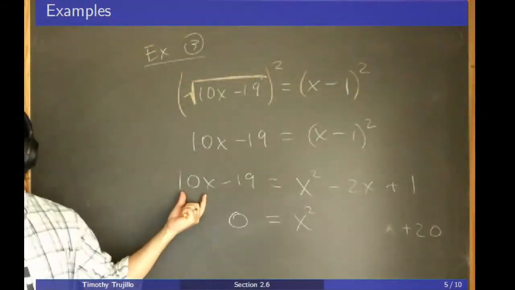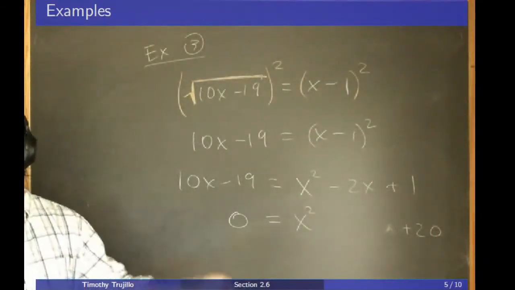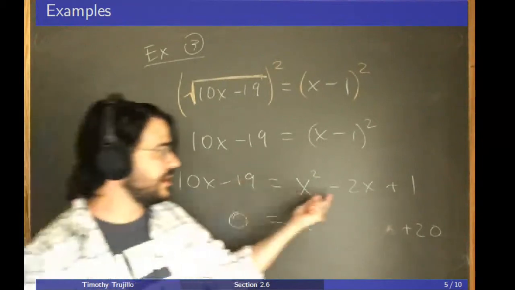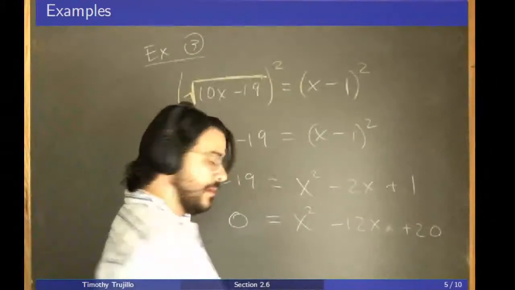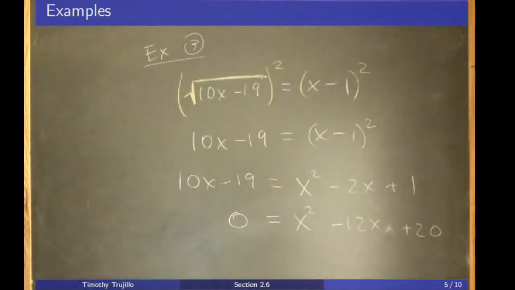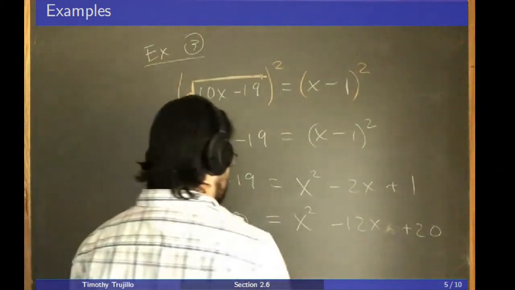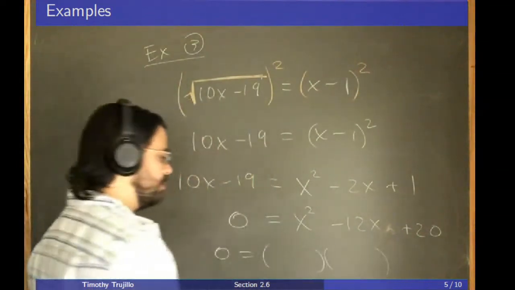And then here, to get this 10x to the other side, we subtract 10 from both sides. And so negative 2x minus 10x, that's negative 12x. Okay, and then at this point, we try to factor if we can. If we can't factor, then we use the quadratic formula or we complete the square.